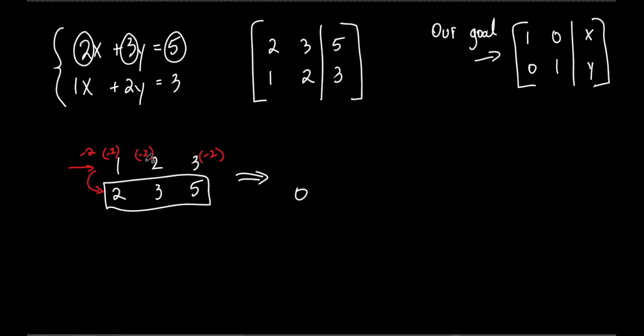Now we do the same thing here. I go negative 2 times 2, which is what? Negative 4. What's negative 4 plus 3? It's negative 1, and I'm going to put that negative 1 right there. Okay?